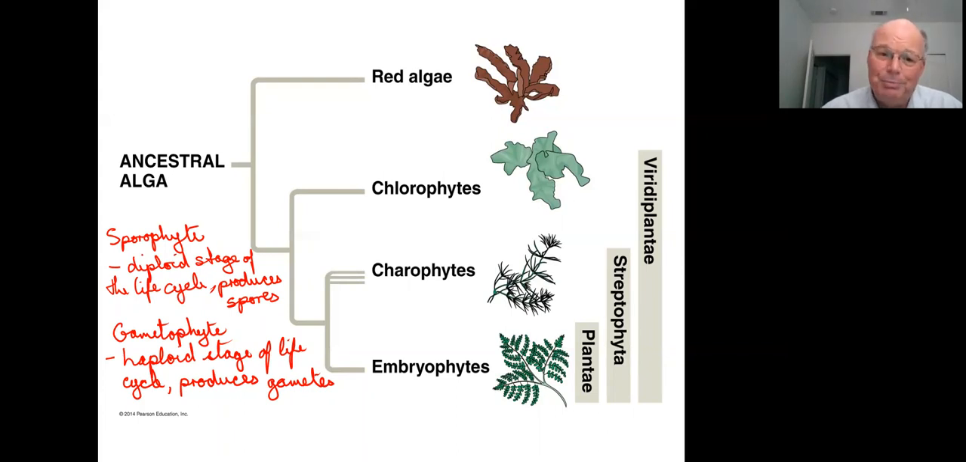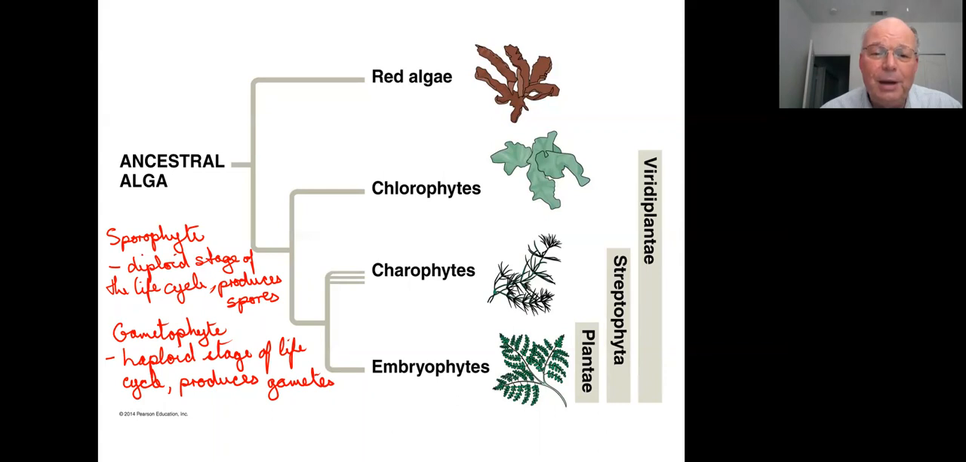So if you're starting with a haploid cell and you want to produce a haploid cell, mitosis is the way you go. So gametes in the life cycle of plants, and as you'll see in a couple of weeks in fungi, are the product of mitosis, not the product of meiosis.